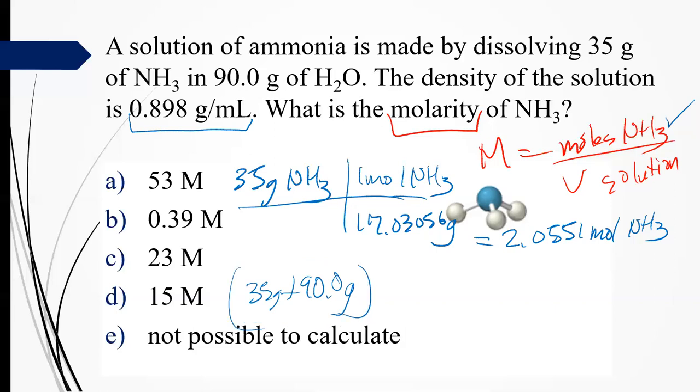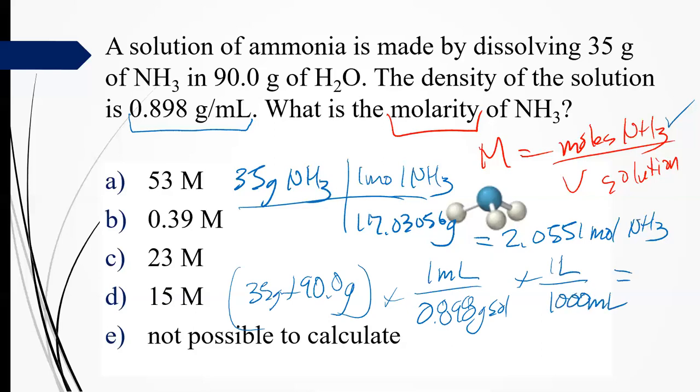And we're going to take that and divide it by 1 milliliter is 0.89 grams of solution. And then once we get that, we're going to turn that into liters. So if we add 35 plus 90, that's 125. Divide that by 0.89. We end up with something like 139 milliliters. We divide that by 1,000. That gives us 0.1392 liters.